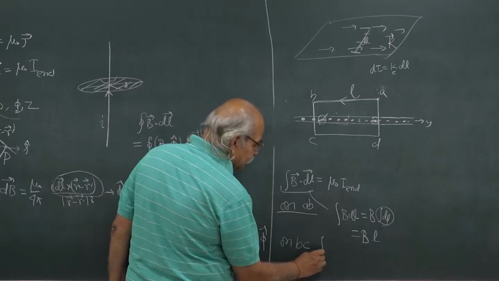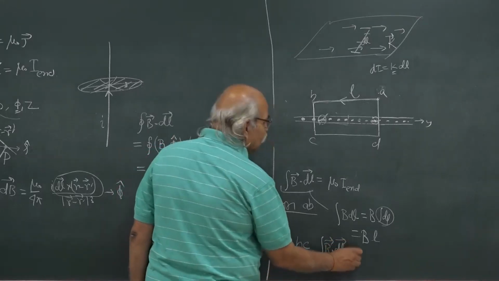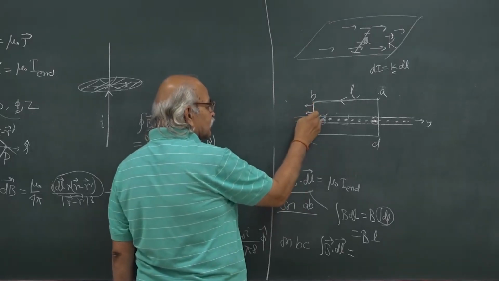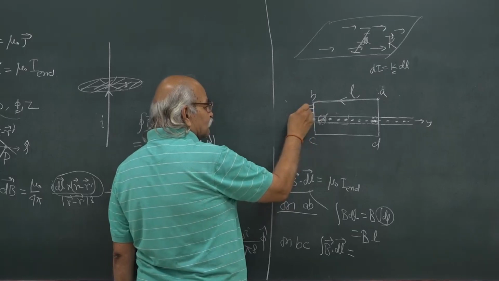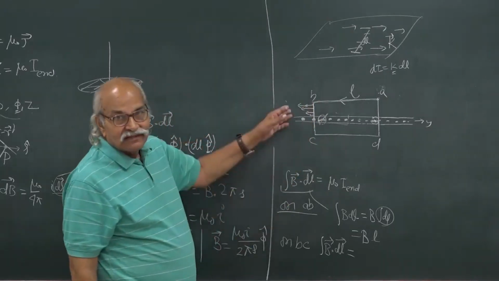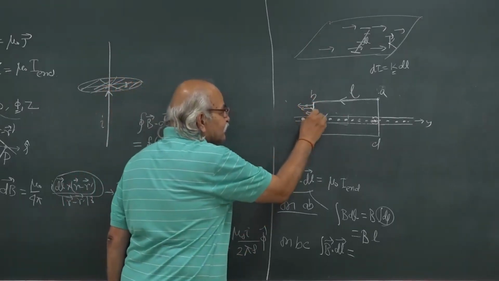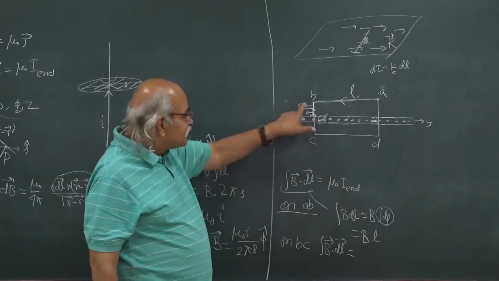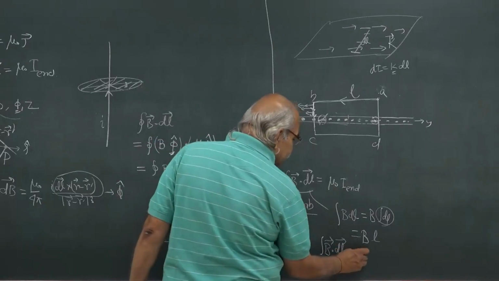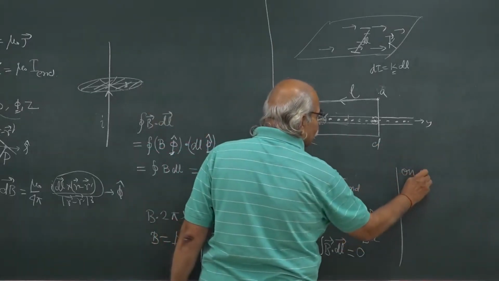So, on BC, B dot dl. Here B is in minus j cap direction. We do not know the magnitude yet, but it is all in minus j cap direction, right? And dl is here, this is dl, this is dl. So, B dot dl will be 0. So, here this B dot dl will be 0. Then comes CD, on CD.